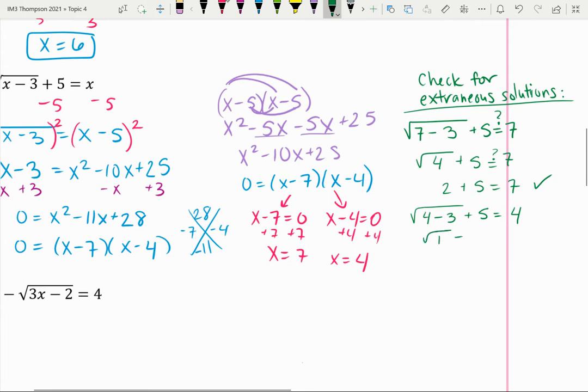Four minus 3 gives me 1. The square root of 1 is 1. 1 plus 5 does not equal 4. Since 4 didn't work, this is what's called extraneous. It is not part of my final answer. My final answer is only x equals 7.